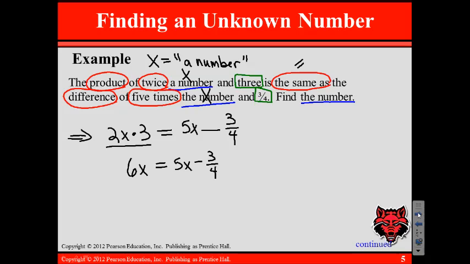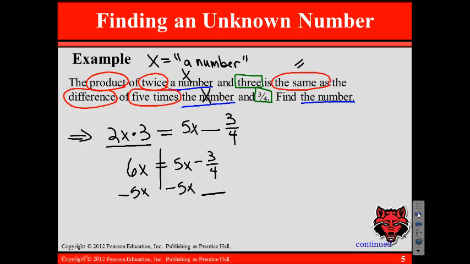At this point, I'm not going to get rid of the fraction, and you'll see why in just a moment. I'm going to go ahead and just draw my vertical bar through the equal sign to separate both sides of the equation. Let's move all the variables to the left. So we subtract 5x.